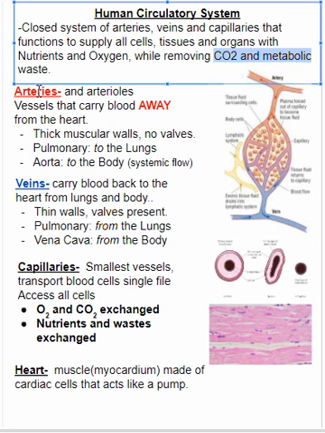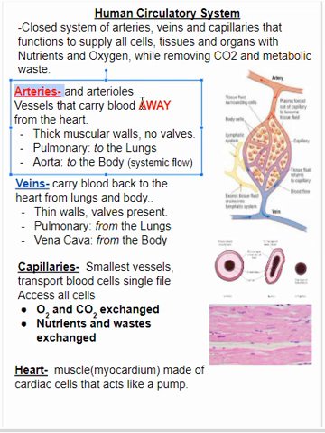Here are the names of the vessels. The arteries and the smaller arterioles are vessels that carry blood away from the heart. So there's the A, away, mnemonic. That should help you remember the direction of blood flow. These are going away from the heart. Arteries have thick muscular walls and no valves because they're under such high pressure.